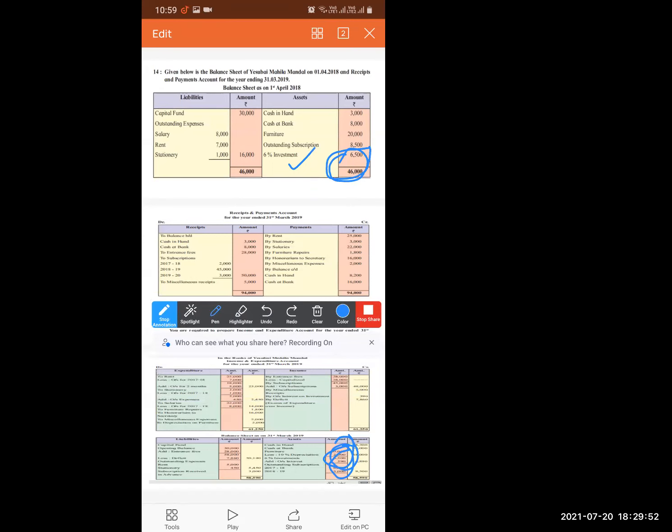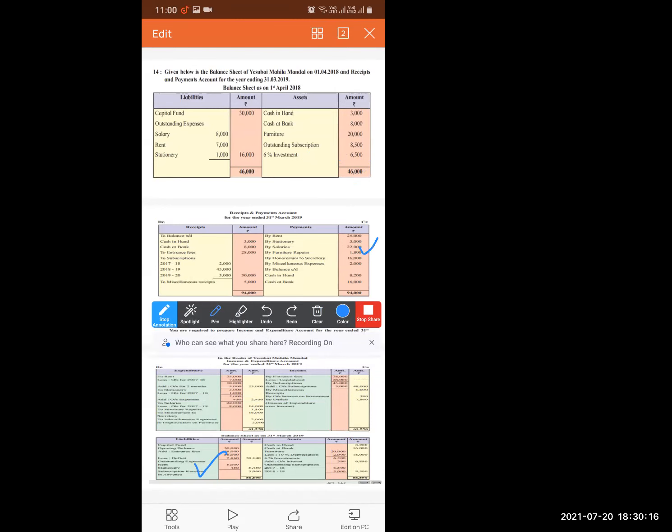Yes student, how did we get the amount, how did we get the outer column? The investment is 6500, and 6% of that is 390. We added the amount and got 6890 in the outer column. Till here it is clear. I hope we have done this. Okay, one thing is left, that is stationery. Stationery we have done. Okay.